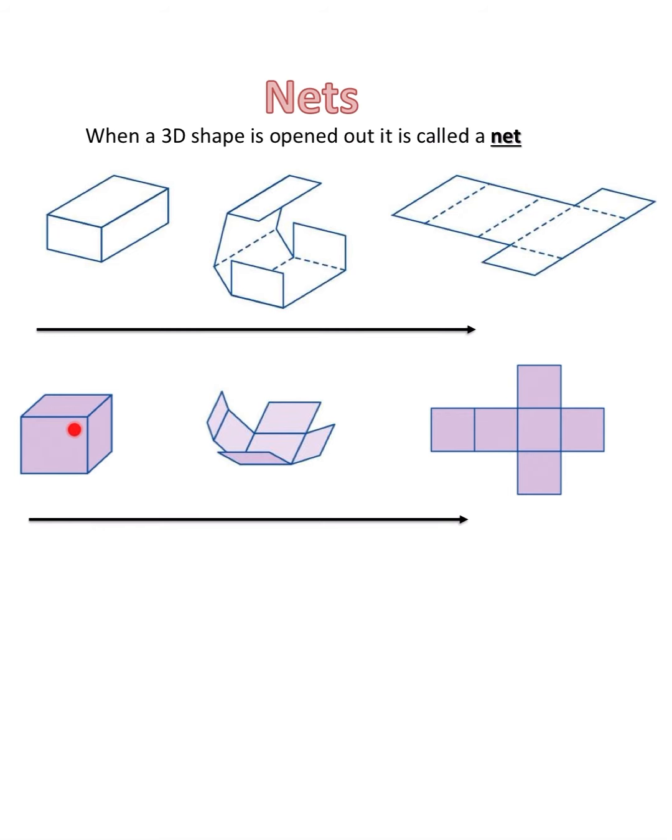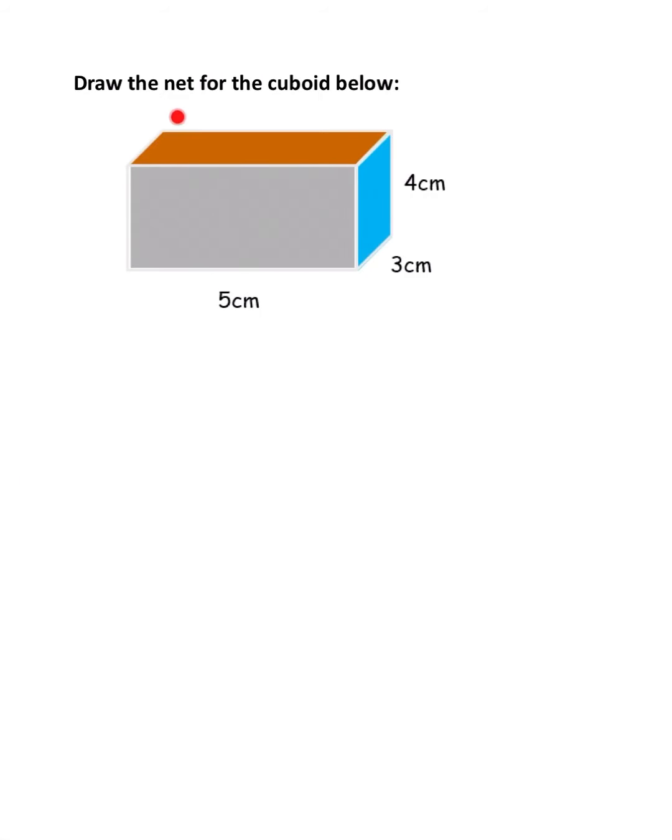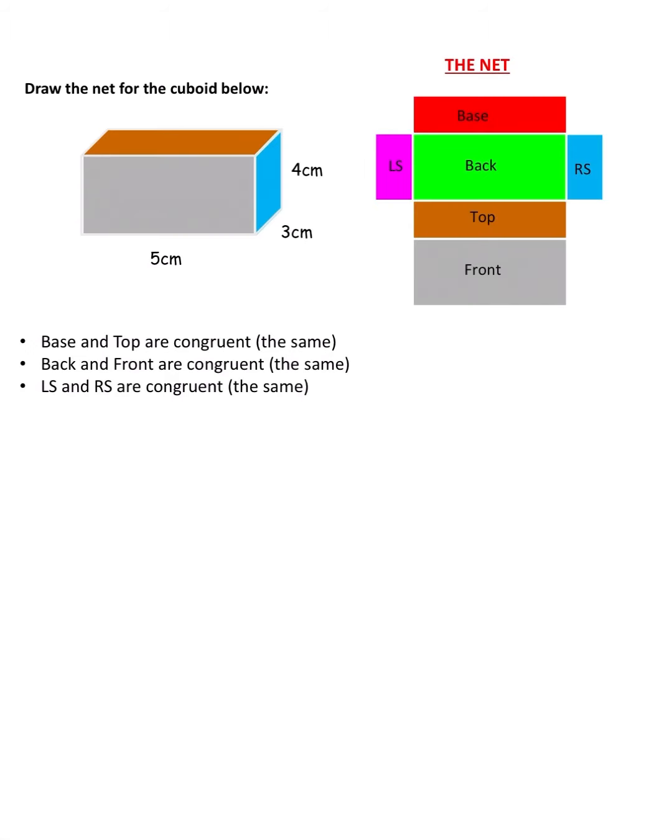Same with the cube here. So you can see it's opened out and it will look like this. So we need to be able to draw these. So we need to be given a 3D shape, and we're going to draw the net from that. So let's say we have to draw the net for this cuboid below. Now, this cuboid, when it's drawn out, the net will look like this over here on the right.